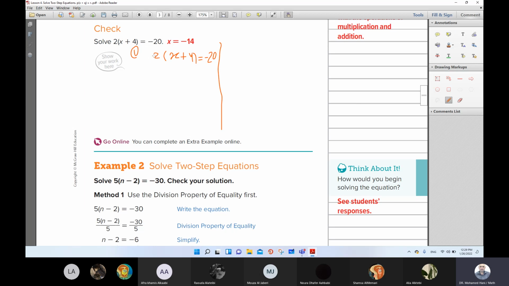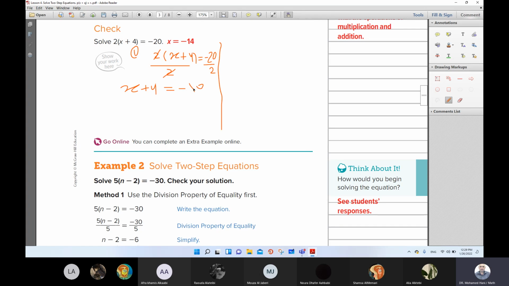We want to remove 2 from this side. So you can divide the two sides by the same number. Divide here by 2. Divide here by 2. 2 divided by 2 will be 1. Remains x plus 4 in this side. Equal. The second side you have negative 20 divided by 2. 20 divided by 2 will be 10.